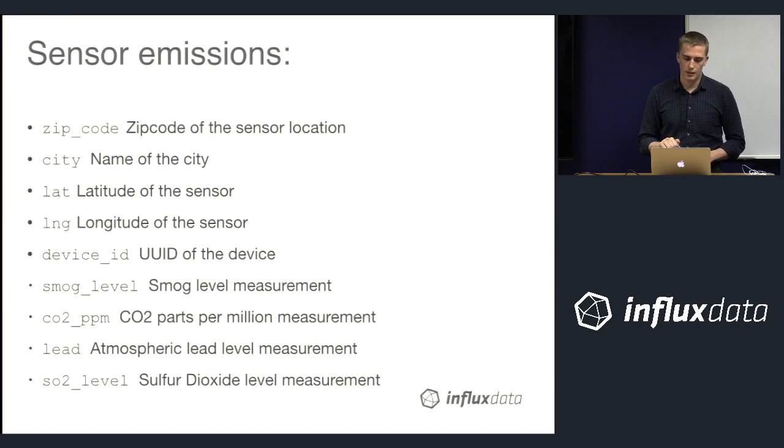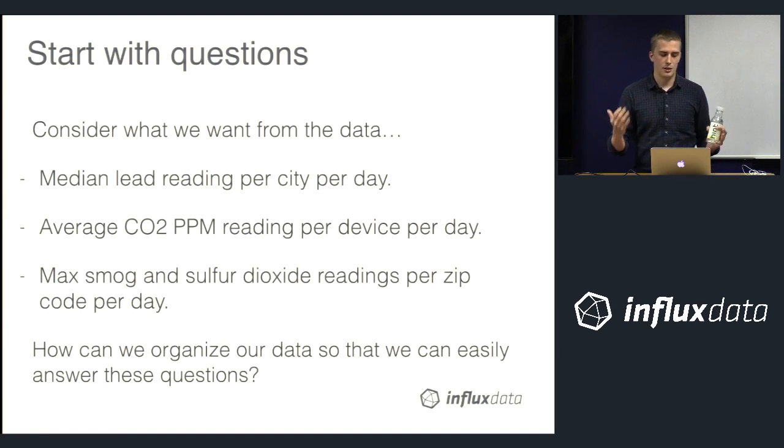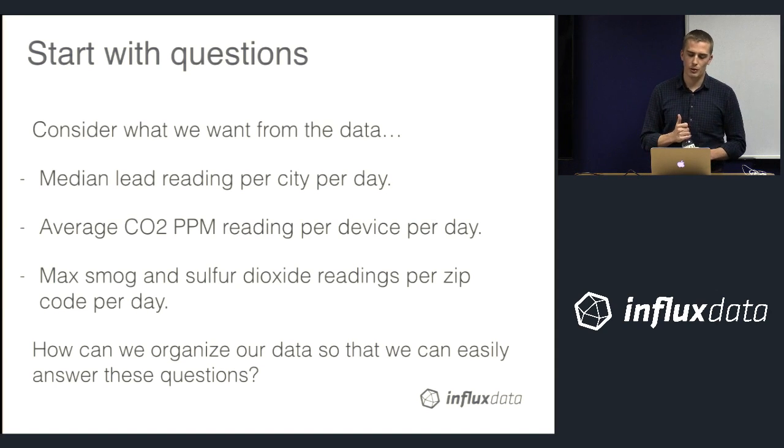When it emits that data, this is all the data we get: a lead reading, a parts per million reading on CO2, a sulfur dioxide reading, a bunch of different values, including the latitude and longitude of the sensor itself. So what we want to start with in this case are the questions we want to answer, which are pretty simple. We want the median lead reading per day, the average carbon dioxide parts per million per day, and the max smog value for the day. This can help us organize our data.